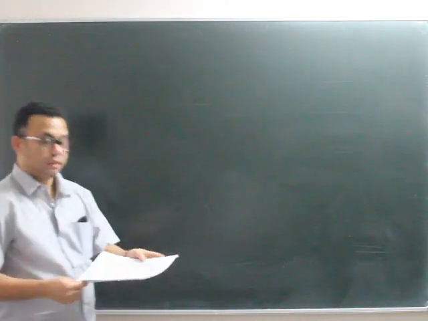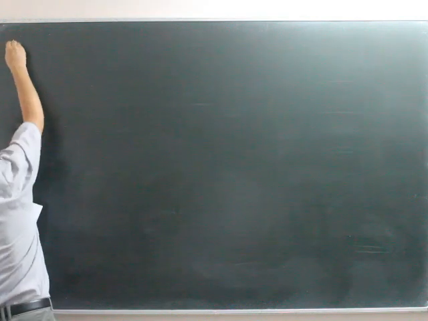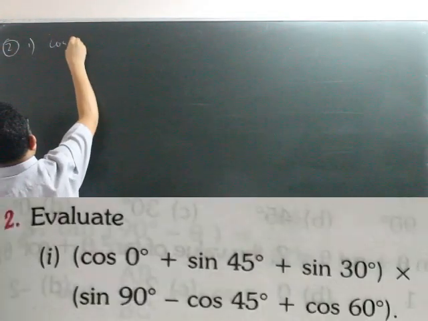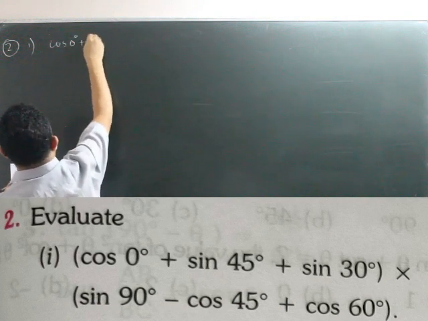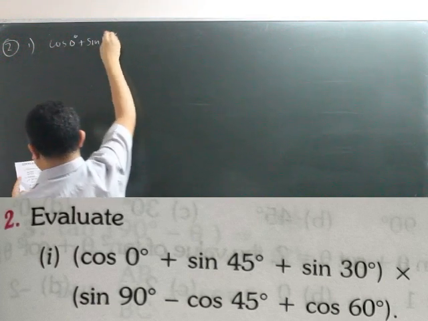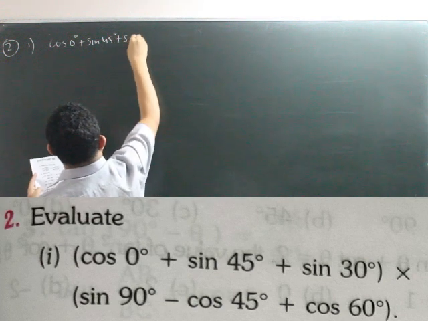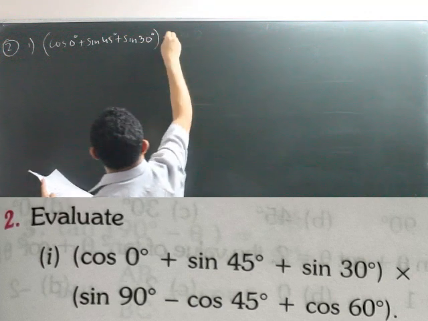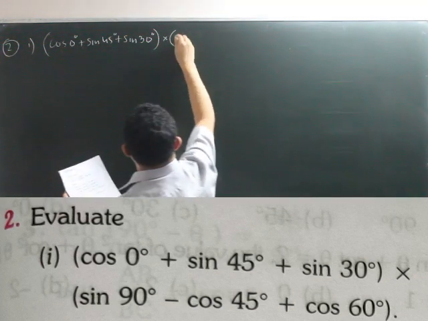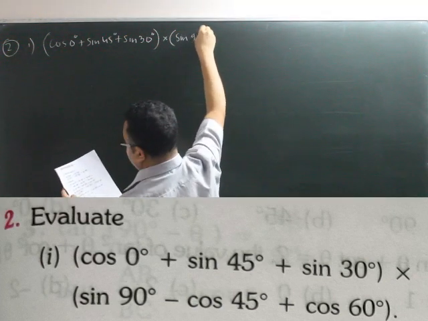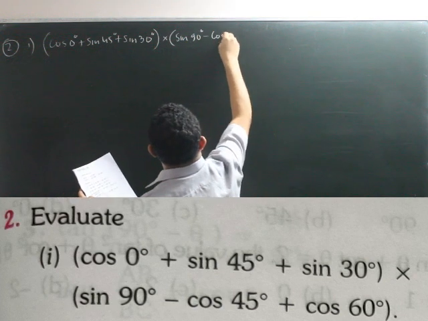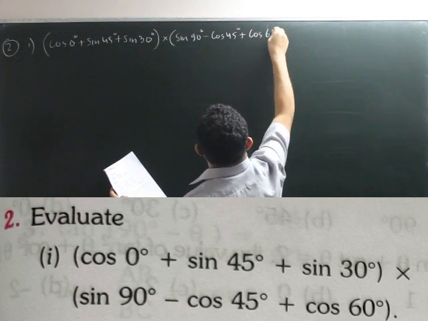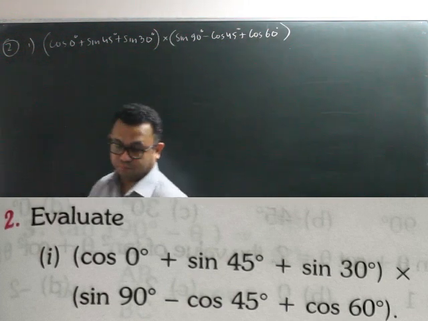So let me do this question. Here it is, question number 2, 1. It is cos 0 degree plus sin 45 degree, and then this is sin 30, and we are multiplying this with sin 90 minus cos 45 and then plus cos 60 degree. So you have to solve this one.